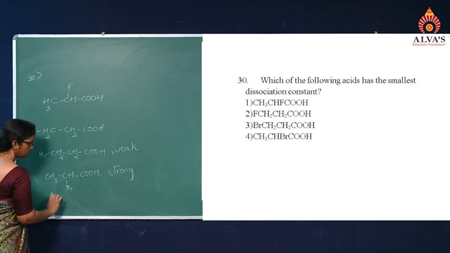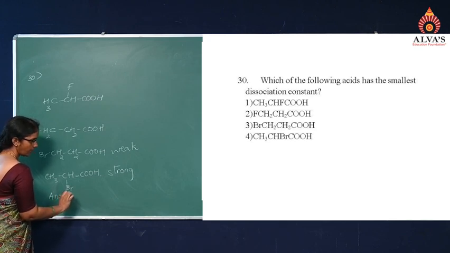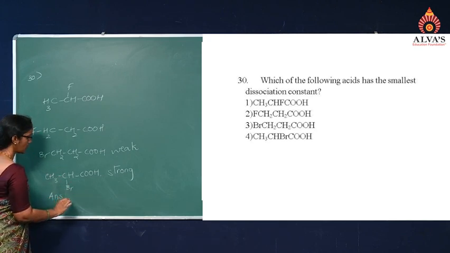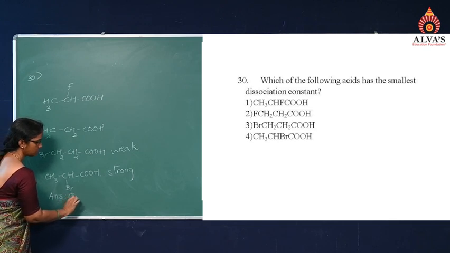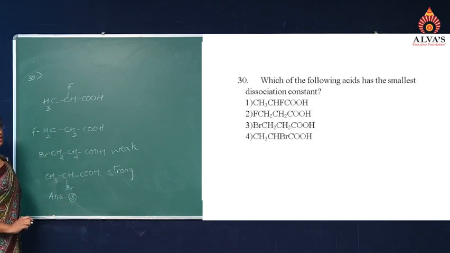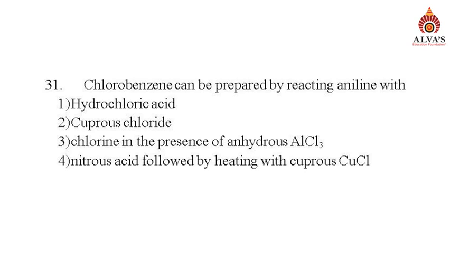Hence, the smallest dissociation constant will be shown by weakest acid, and weakest acid among the four is option 3rd, that is 3-bromopropanoic acid. Hence, the answer is 3rd.